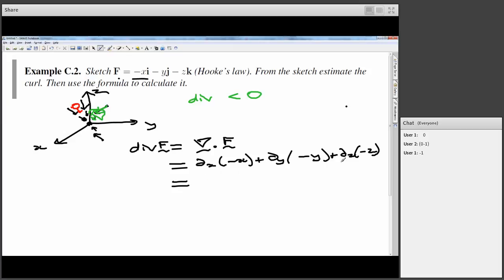So what's the answer? That's the partial derivative of minus x with respect to x, partial derivative of minus y with respect to y, partial derivative of minus z with respect to z. What's the final answer? So it's minus 3. Each partial derivative would give you minus 1. There's 3 of them, so minus 1, minus 1, minus 1 gives you minus 3 as our final answer. And it's negative, like we thought it to be. Just confirming what we've got here.